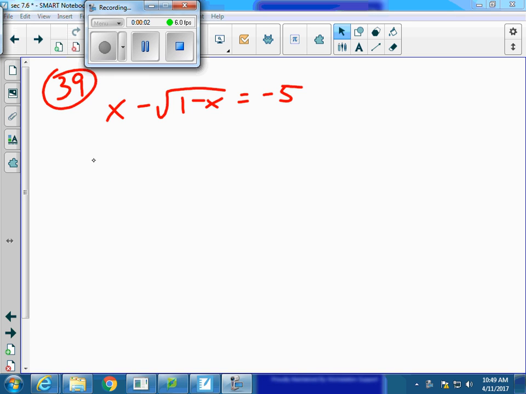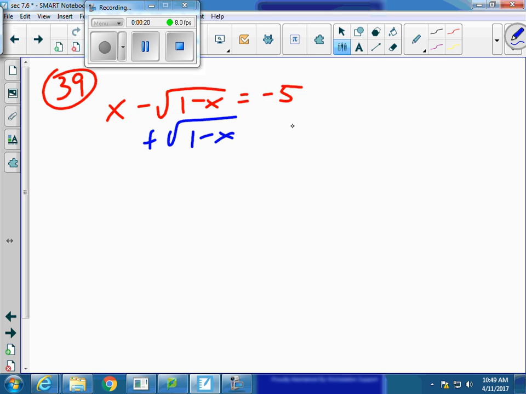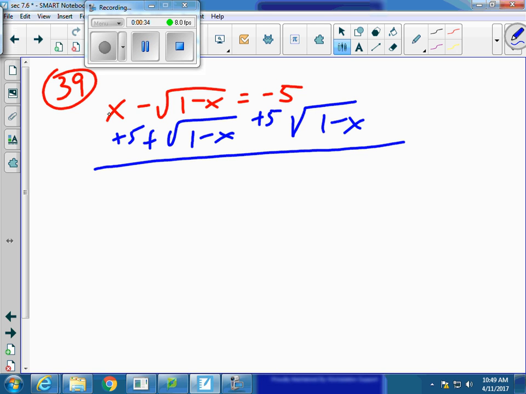Here we are in section 7.6 working on question 39. We know that we need to have the radical part by itself, so I'm going to add the square root of 1 minus x to both sides. And because I want the radical by itself, I'm going to add 5 to move that to the other side. I'm going to do it in the same step because I can do that. And I get x plus 5.